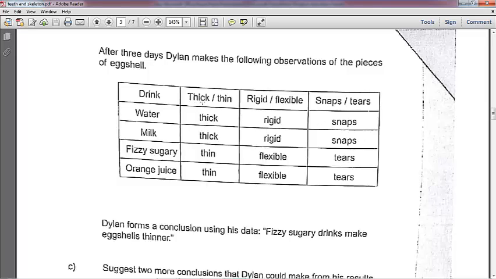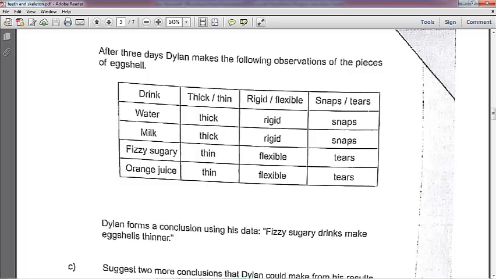Thick means a little bit big. It doesn't become thin. Okay, it remains thick as it used to be. Rigid means hard, while flexible means it can be bended. So in case of water, the eggshell becomes thick, rigid, snaps. Snaps, we can't crack it easily. We can't break it easily.